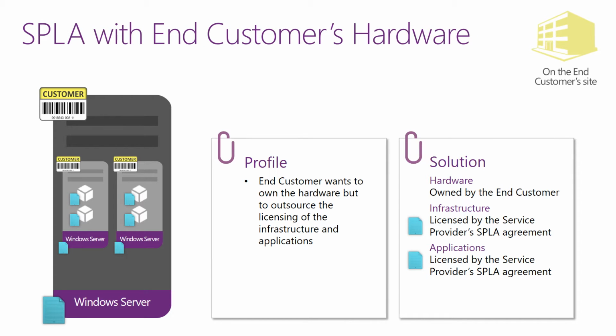In this next example, the end customer wants an even more complete solution. They will still own the hardware, but want the licensing of both the infrastructure and the applications provided as a service. So you can see the resulting solution. We can see that the end customer owns the hardware, shown by the asset tag, and it will be dedicated to them. All virtual machines, for instance, will be used by them. But this time they own none of the licenses. None of them are yellow. In this situation, the service provider uses his SPLA agreement to license both the infrastructure and the applications.